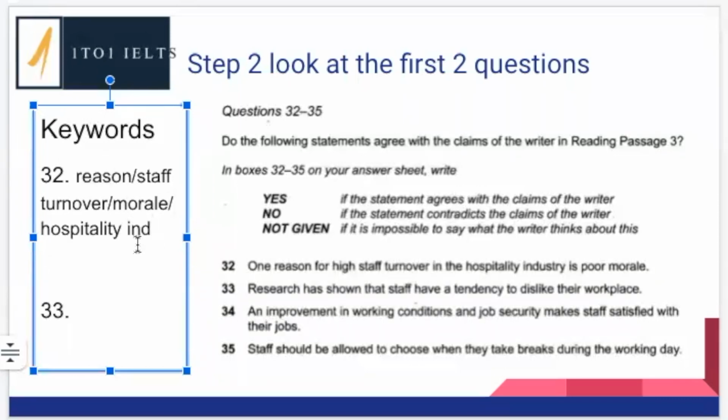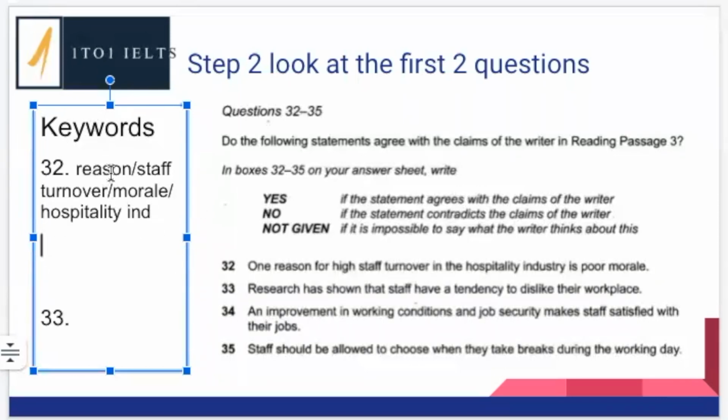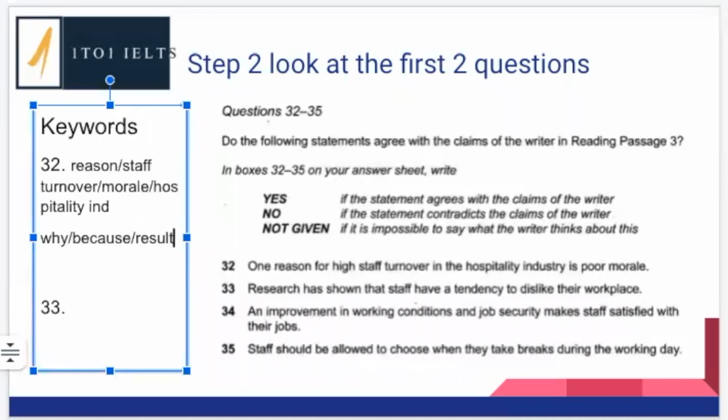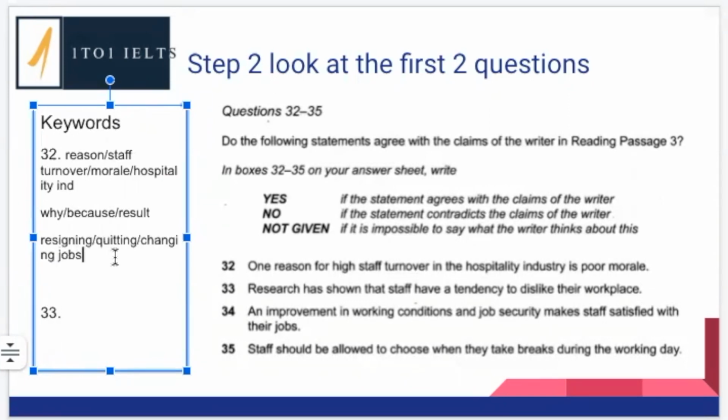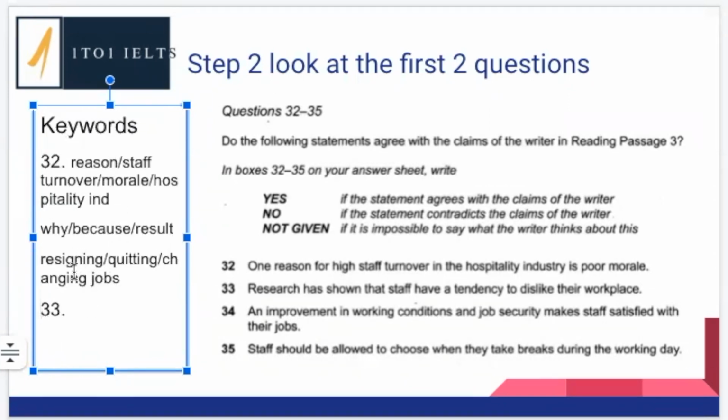What kind of words could we think for synonyms here? So if we see reason, what word often comes up for reason? So why, cause, or result. High staff turnover as a result of poor morale. High staff turnover, what does it mean? So Maitreya said revenue. Staff turnover doesn't mean revenue. It means lots of people changing jobs. So resigning, quitting, changing jobs. So these are some ideas. Okay, whatever comes to mind.